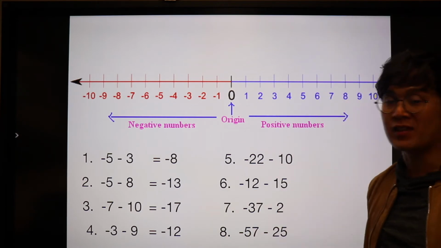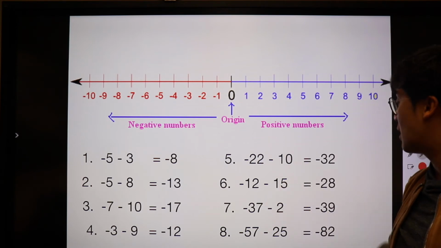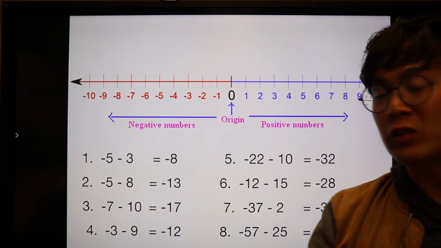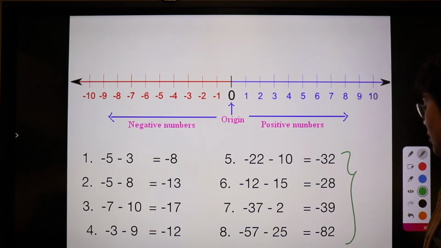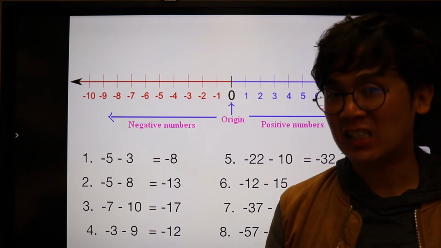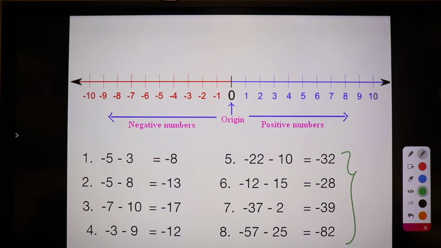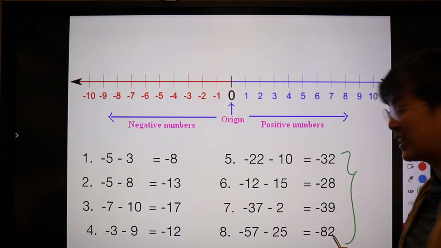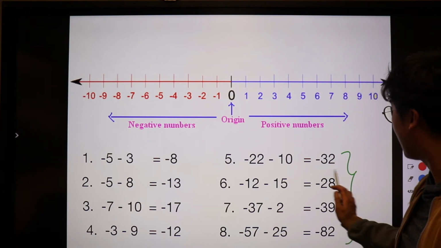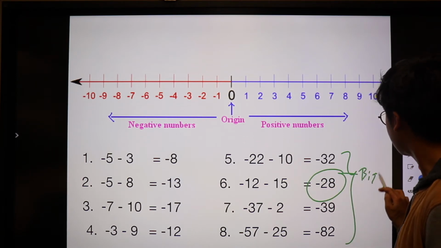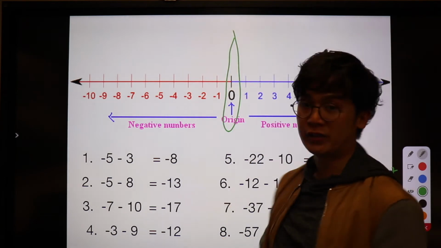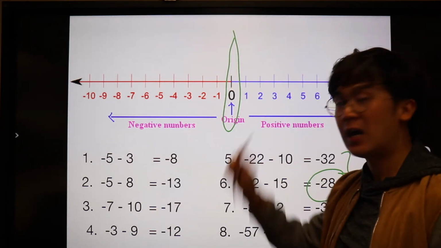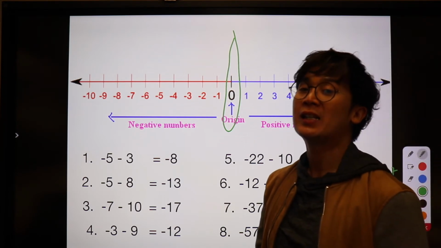And if we're going to actually solve these problems, negative 22 minus 10, negative 12 minus 15, negative 37 minus 2, and negative 57 minus 25, the answers will be as follows. Notice that all our answers are negative. If I ask you which of these numbers would have the biggest value, the number that has the biggest value obviously is not negative 82, but negative 28, because negative 28 is closer to 0. So when your number is closer to 0, the value of that negative number is bigger.